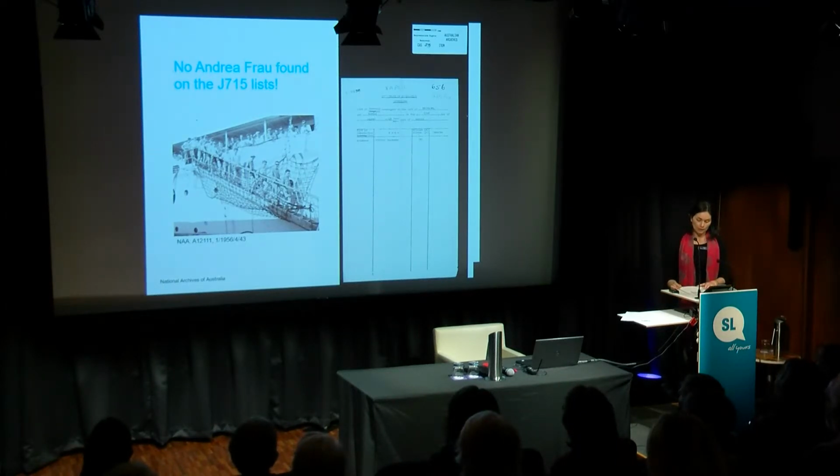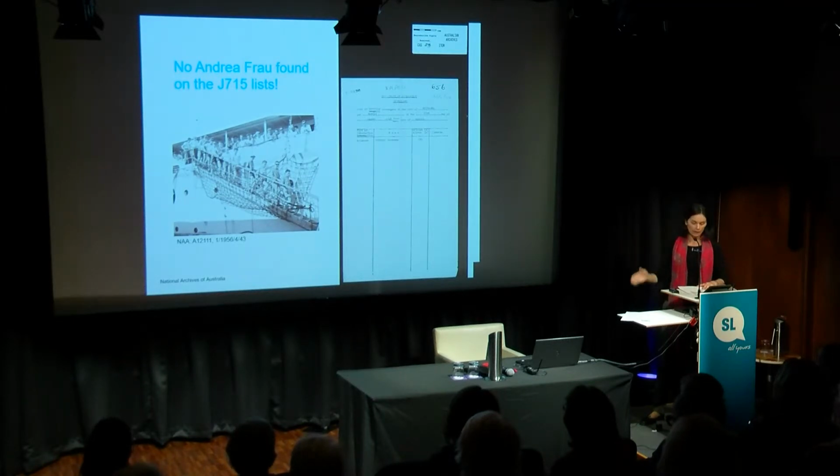And this is another interesting one. For some reason, the passenger list is only one page and only records one person, and Andrea Frau is not listed. Even though it is definitely the correct ship and the correct date. It says the Napoli, it says 23rd of August 1949 into Brisbane. So it can be quite frustrating.